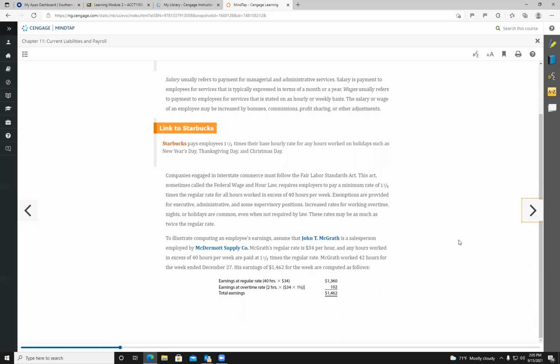Increased rates for working overtime, nights, or holidays are common even when not required by law. What that means is the only thing required by law is overtime when you work over 40 hours a week, which is that time and a half rate, 1.5 times your regular rate. Increased rates for nights or holidays are common, but they're not required by law. These rates may be as much as twice the regular rate, but those are just incentives that some employers may offer their employees to get them to work undesirable shifts.